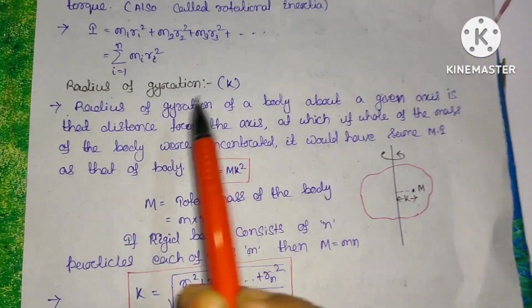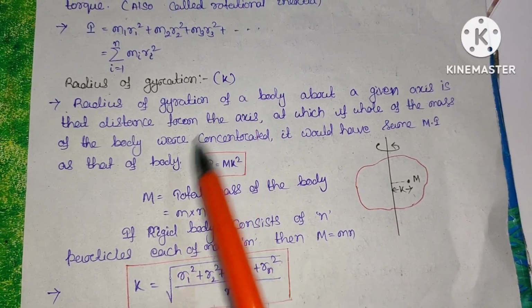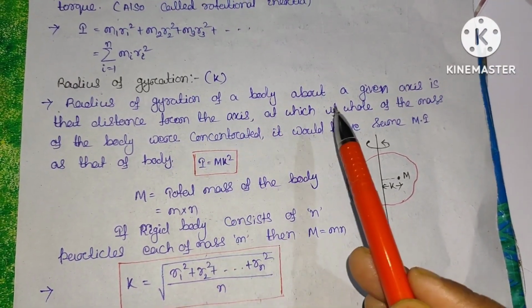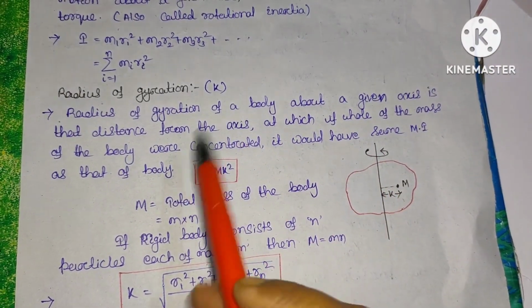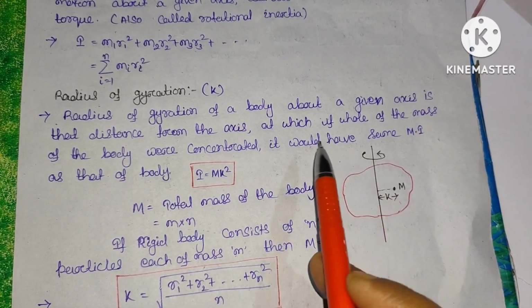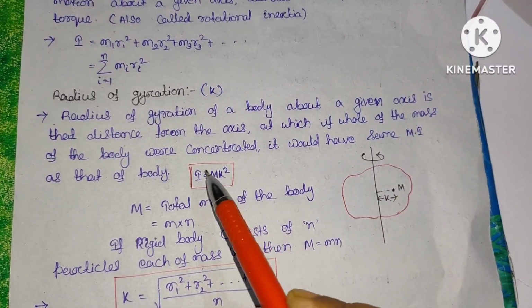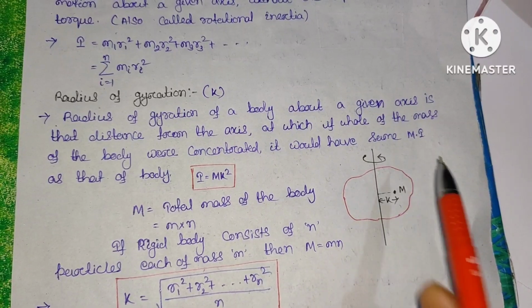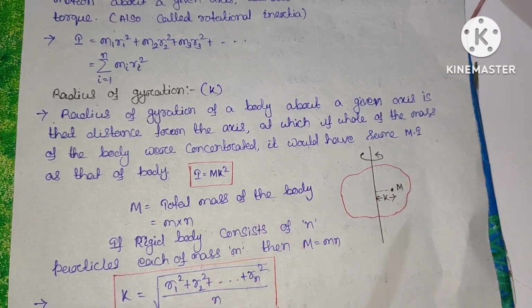Next is radius of gyration. It is denoted simply by k. Radius of gyration of a body about a given axis is that distance from the axis at which, if the whole of the mass of the body were concentrated, it would have the same moment of inertia as that of the body.